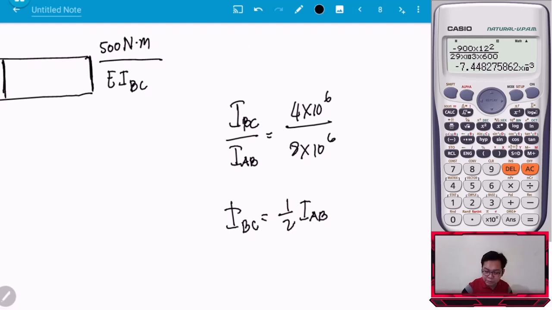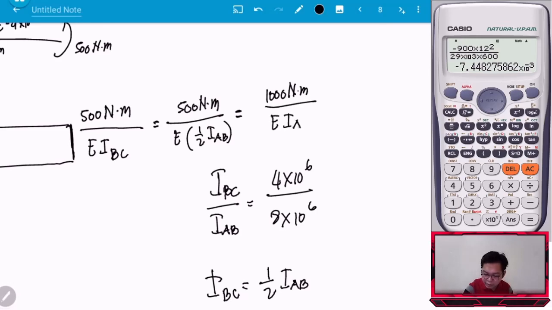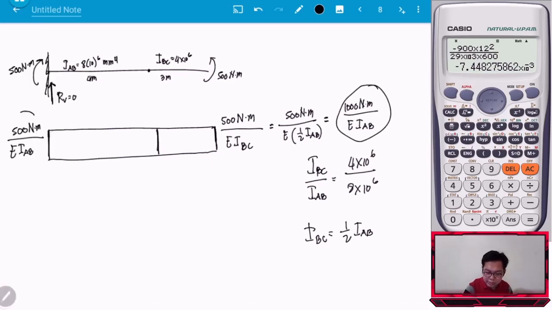Therefore, I can now replace this. Okay? So, instead of EIBC, I can make this 500 Newton meter over IBC. What was IBC again? 1/2 IAB. Okay? Like that. So, meaning, what will happen, guys, is this. This will now be equal to 1,000 Newton meter over IAB. Okay? So, look, this and this now have the same value. Same variable. So, we can now add them.